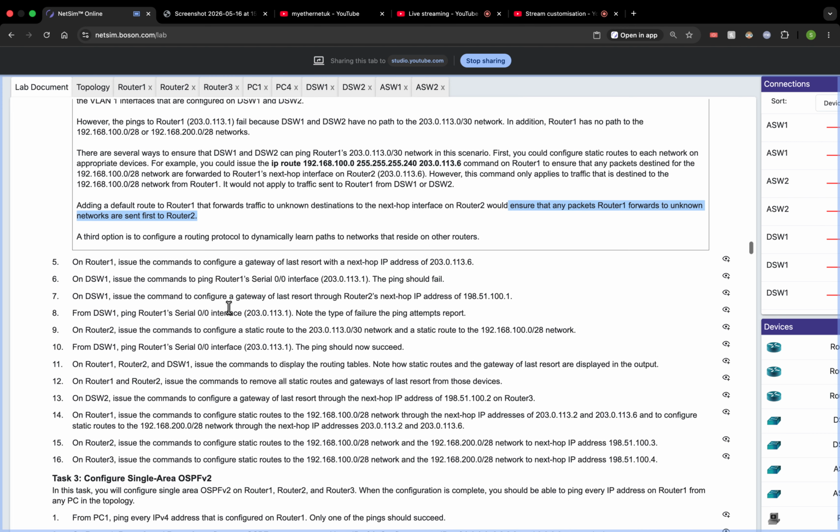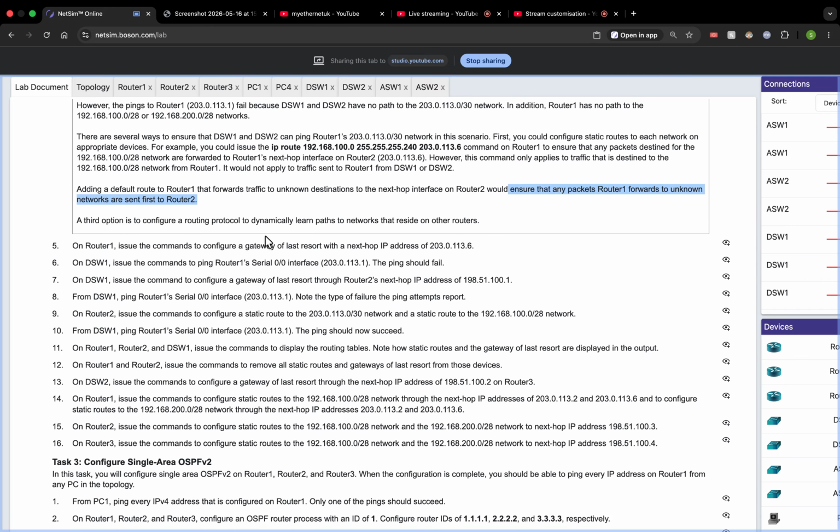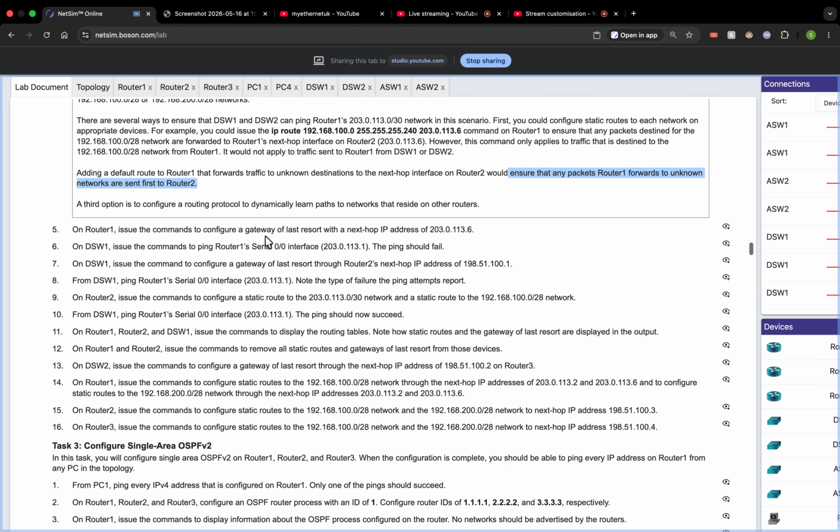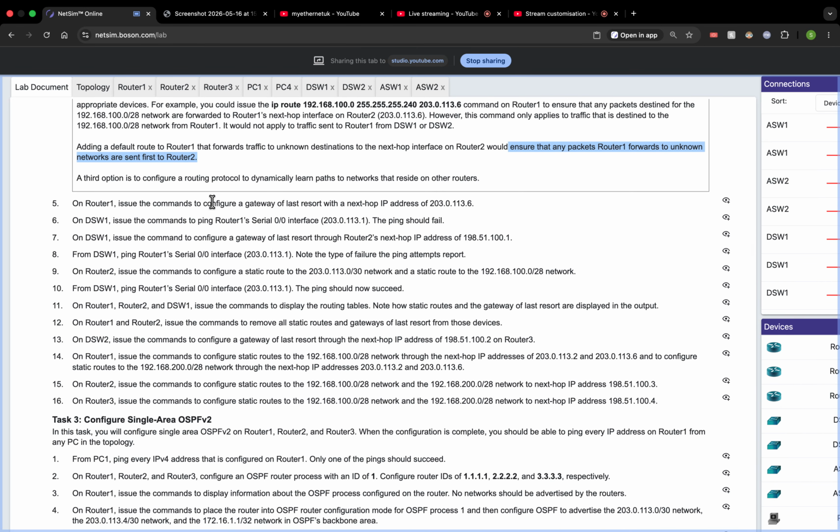To ensure that any packet destined for the 192.168.100.0/20 network is forwarded to router 1's next hop interface on router 2, which is 203.0.113.6. However, this command only passes traffic that is destined to the 192.168.100.0/20 network from router 1. It will not apply to traffic sent to router 1 from DSW1 or 2. Okay, so this is one way. This is just going from router 1 to DSW1, DSW2.